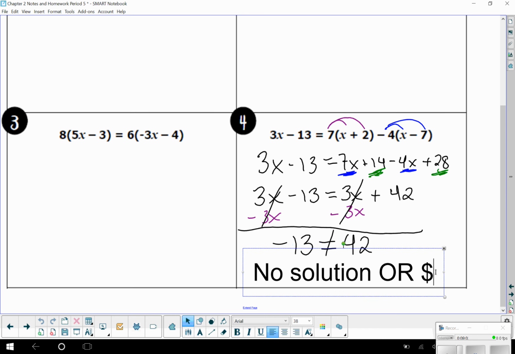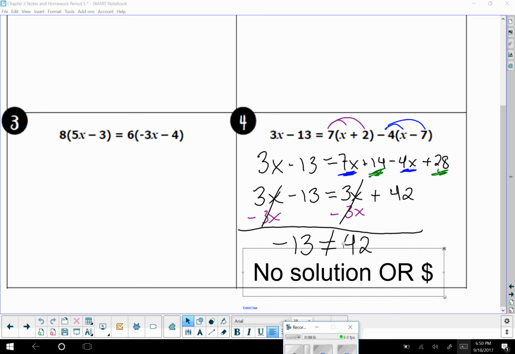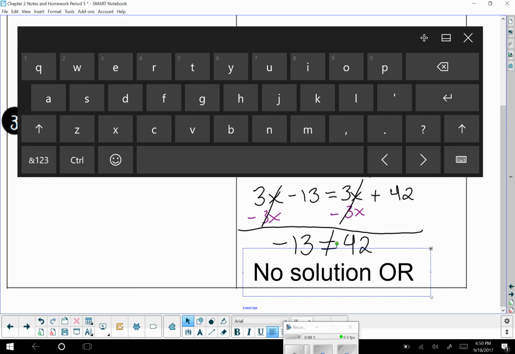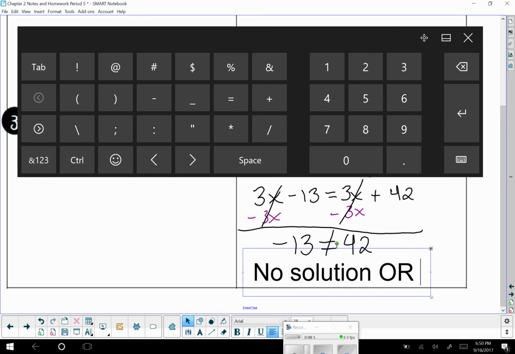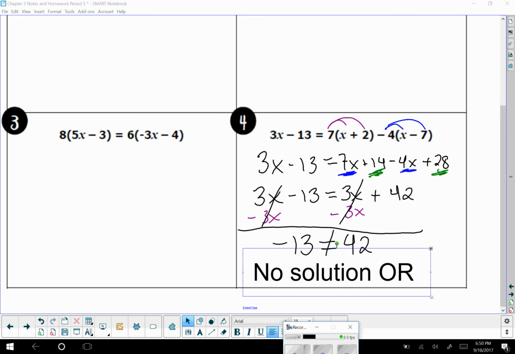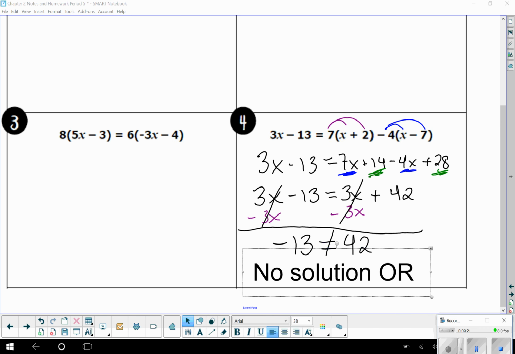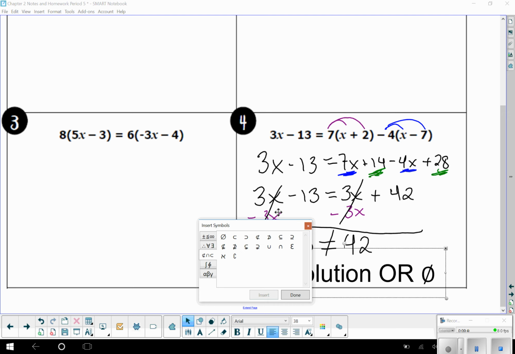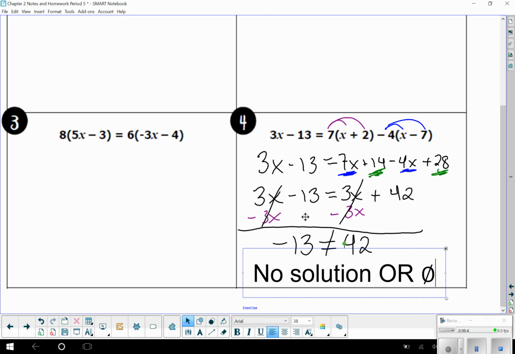Go in there. Move that over. Do this. I don't think there's an empty set here. Nope. Let's try over here. Over here. And let's see if we have an empty set. Doesn't look like it. Oh, it is. Okay. There you go. Okay.